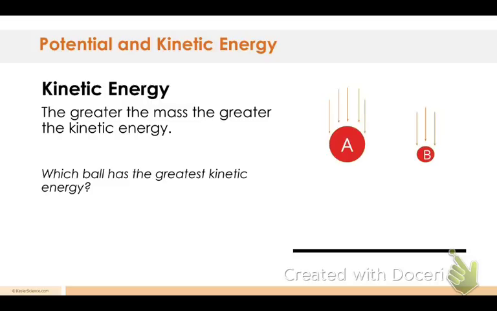All right, the greater the mass, the greater the kinetic energy. So again, the bigger it is, the more gravitational pull it's going to have, and the bigger it is, the faster it's going to go. So which ball has the greatest kinetic energy? That's right, ball A.